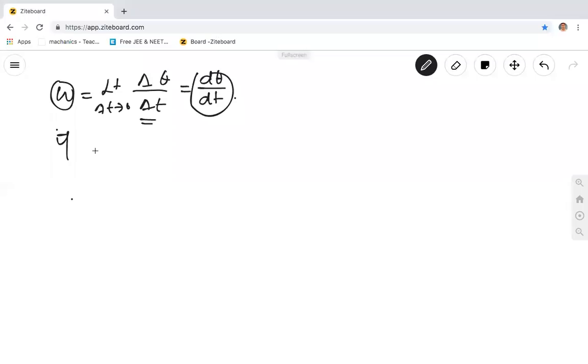Now, that's it. Omega is also a vector. It is also a vector.